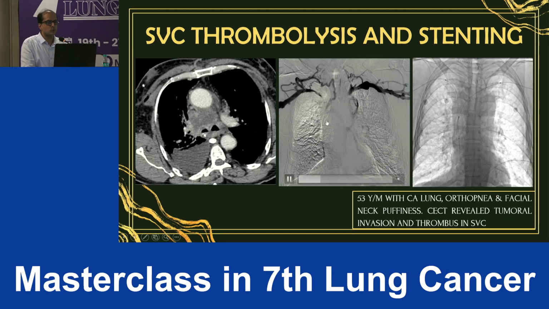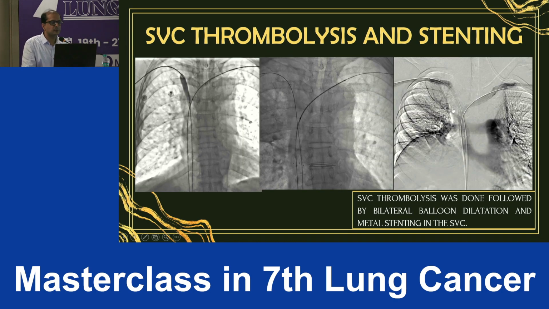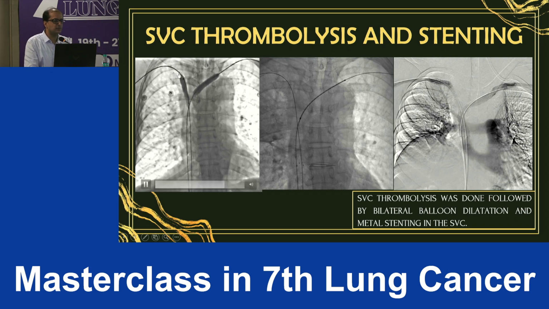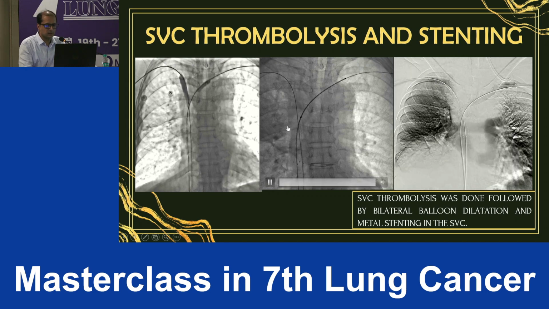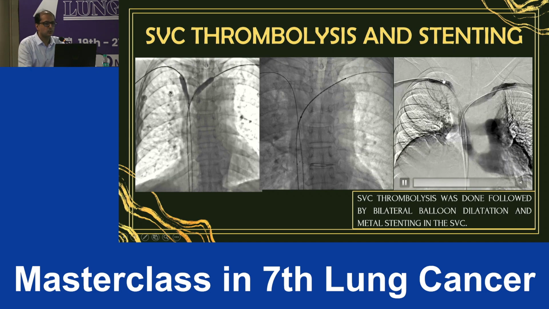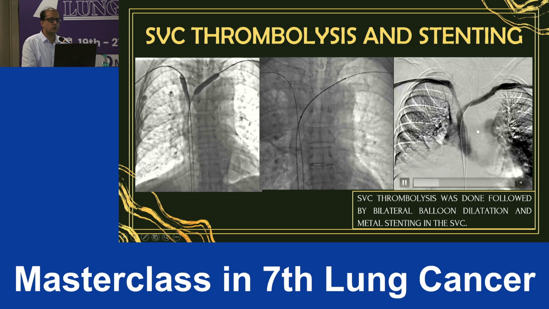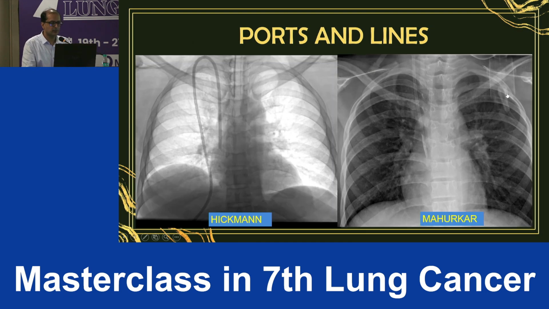There is bilateral occlusion of the SVC and the brachiocephalic vein on either side. This is how the catheter is parked into the SVC on either side, and we stent that patient after doing a thrombolysis and balloon plasty. This is how the balloon is inflated, so that there is a space for the stent, and this is how the stent is placed. So this is post stenting. What we see, there is good flow of contrast on either side.